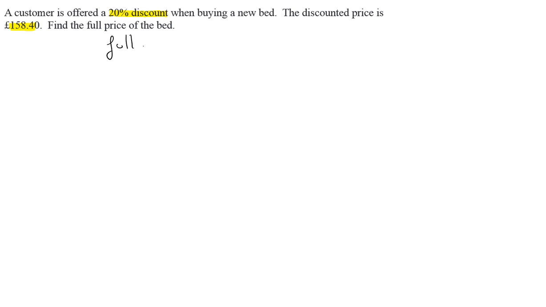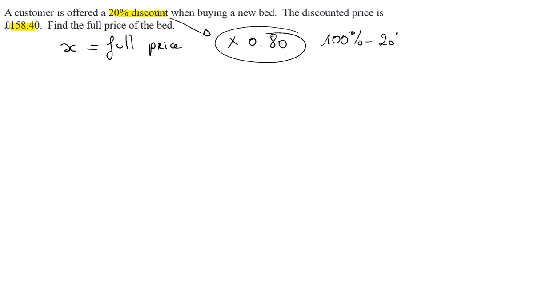For the full price. Well, the full price, I'm going to call that X. So at one point, from X, 20% was deducted to get to 158.40. When we have a discount, that means a 20% discount means that we're going to have a multiplier of 0.80. Remember, because 100% minus 20% is equal to 80%. So actually, your full price was multiplied by 80%, or we took 80% of that price to get to your new discounted price. Now, that means that X was multiplied by 0.80 to get to 158.40.